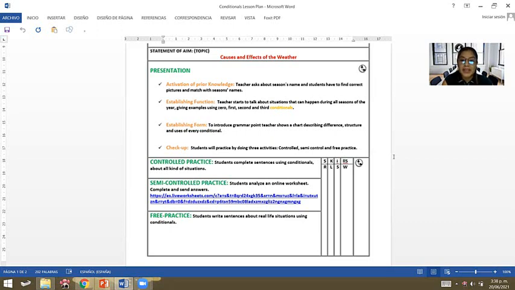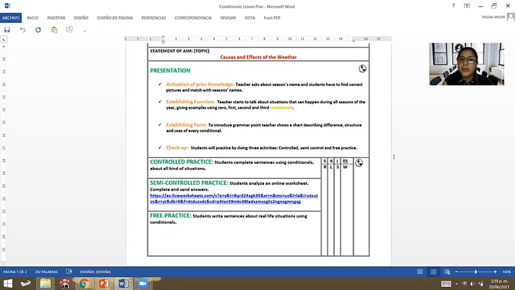For a controlled practice, they have to complete sentences, and they will have to use conditionals, and everything is going to be about real situations. In the semi-controlled practice, they will have to analyze a worksheet. They will have to complete the sentences, but they will have more than one option to make the sentence correct.